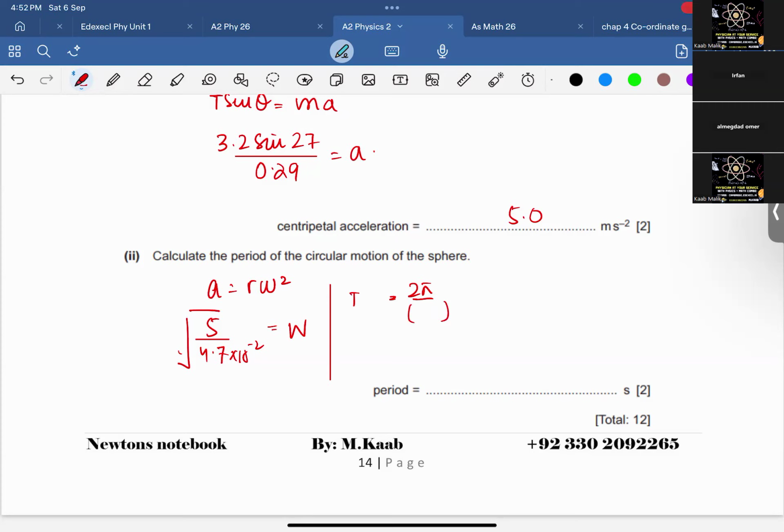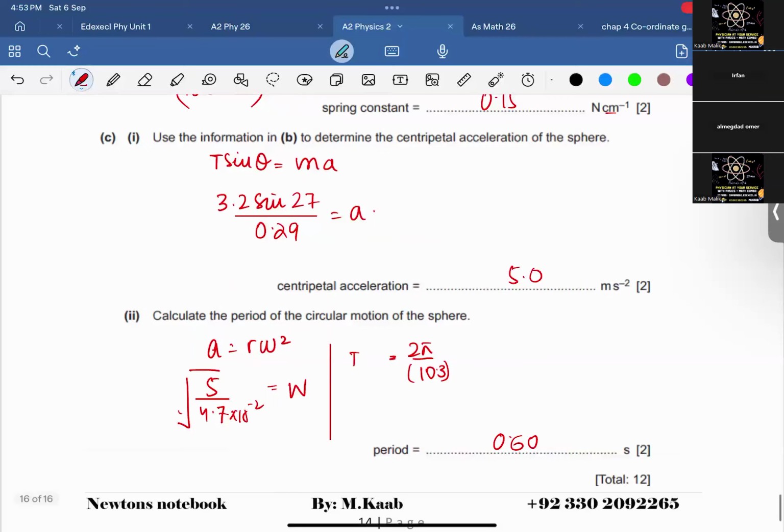How much, 10.3 or omega? Omega only. I'm getting 0.6. Perfect.